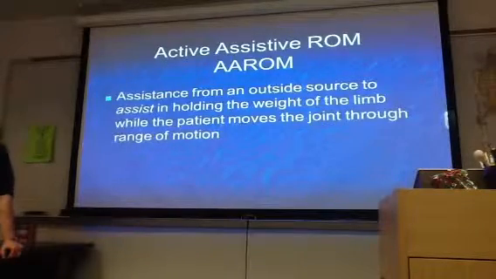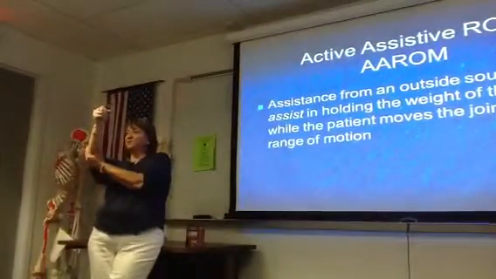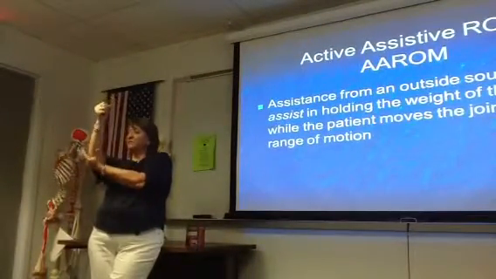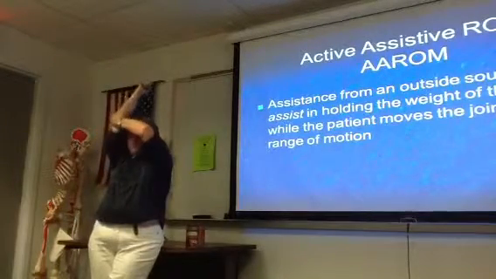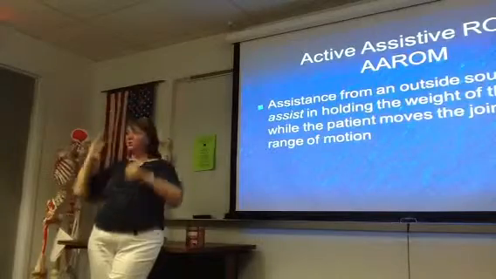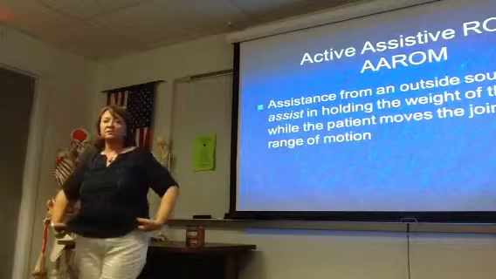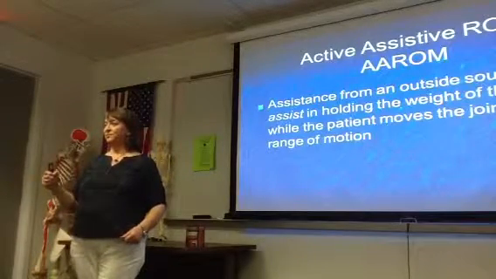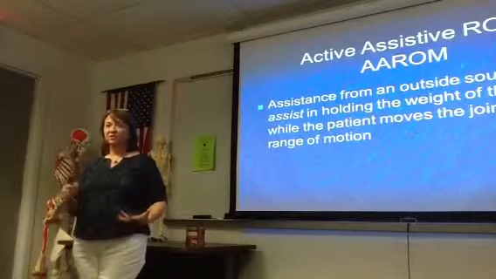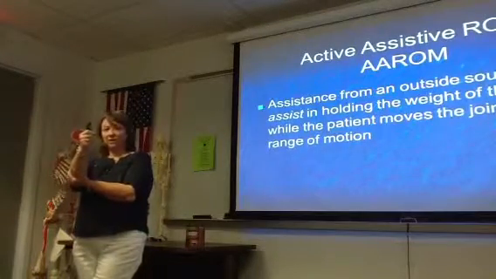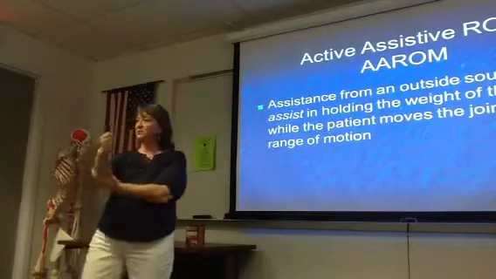And so I might have strength to go to here if my therapist just gives me a little bit of, like if my therapist supports the weight of my arm, I've got the active ability to move it all the way through. So that's what we're talking about when we say active assistive. So it's not passive, it's not the therapist doing it for the patient, it's the therapist doing it with the patient, okay? So if you think of it as just carrying the weight of the limb so the patient can do more. And you can feel that their muscles are contracting.